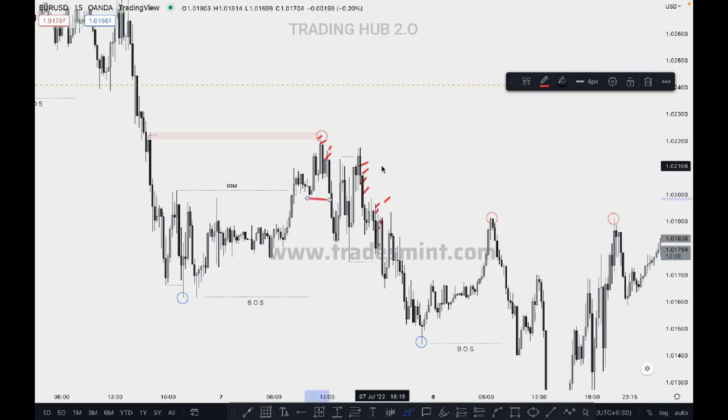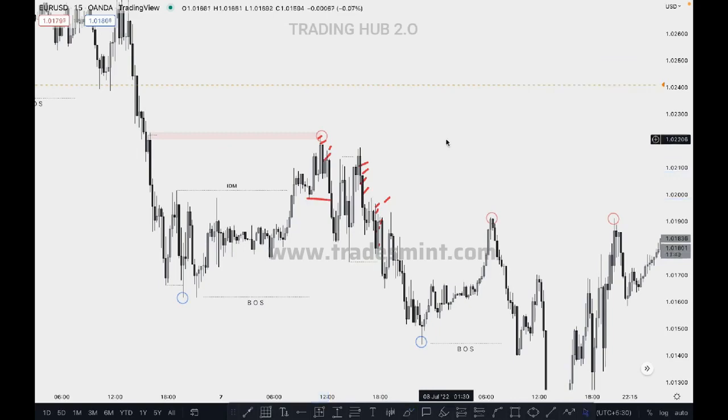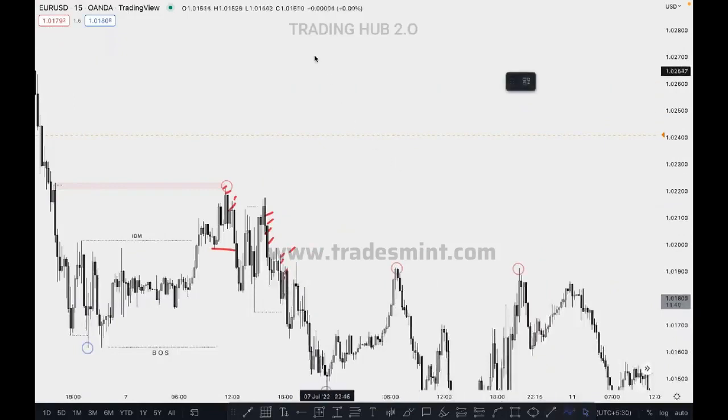I hope you understand what I'm trying to say. This is a very interesting and very important thing you have to understand. Let me remind you again here: the market is bearish, correct? When the market is bearish, then the market moves something like this.